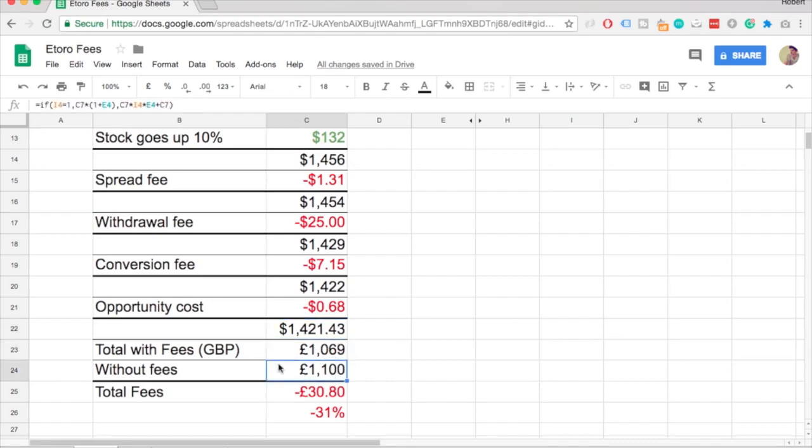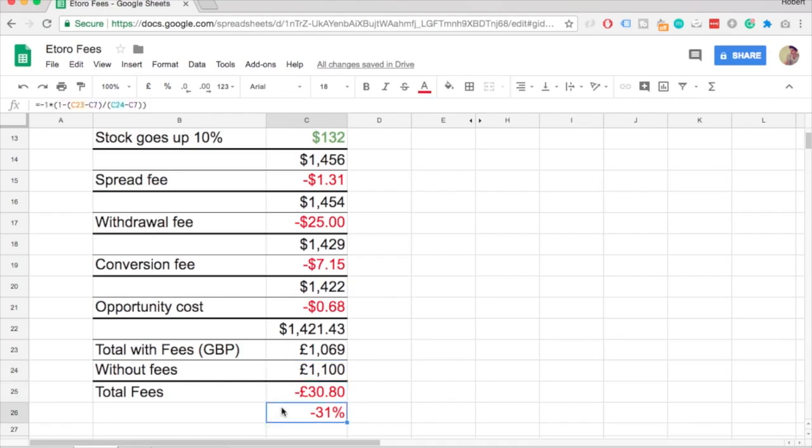When we convert back to pounds, you can see that we are left with 1069 pounds. However, without fees, we would have 1100 pounds. That means there was almost 31 pounds of fees.